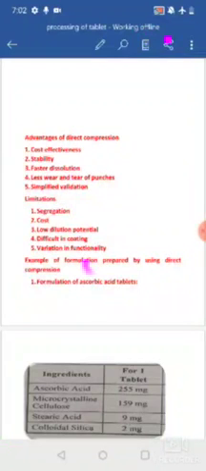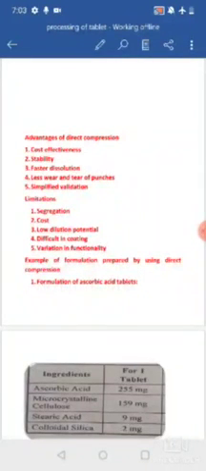The next point is the low dilution potential. Here it is having a low dilution rate. For example, if you are going to compress the material, the compressibility of the ingredient is less when compared to that of the other techniques.